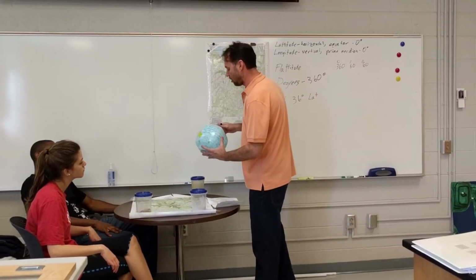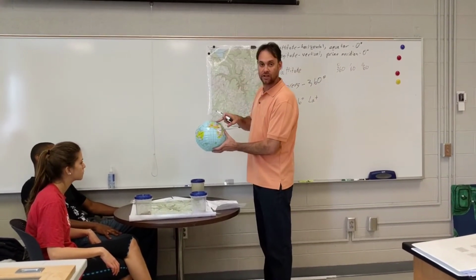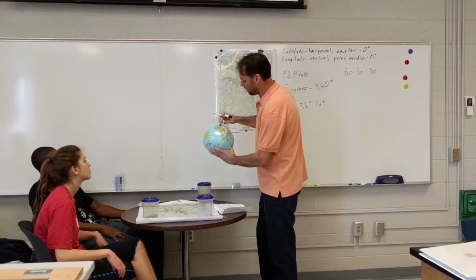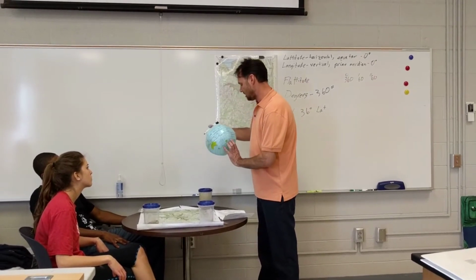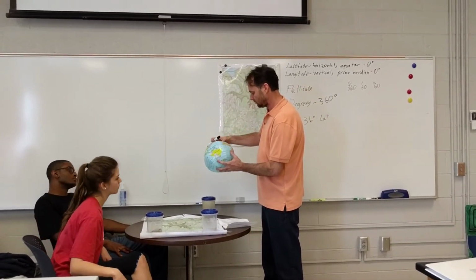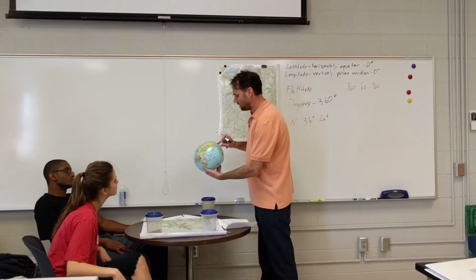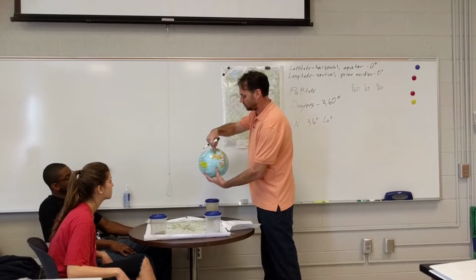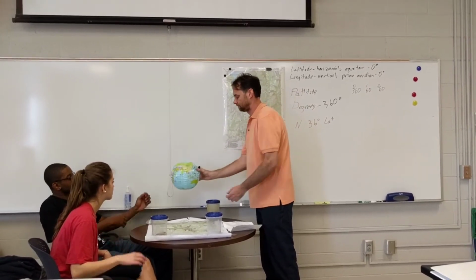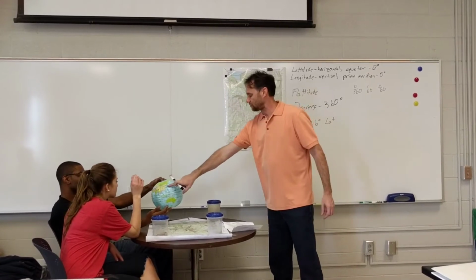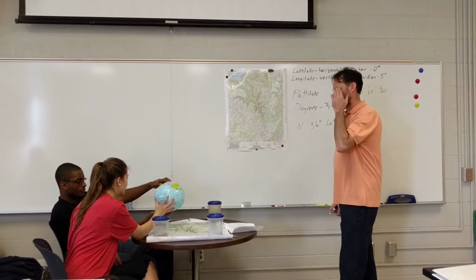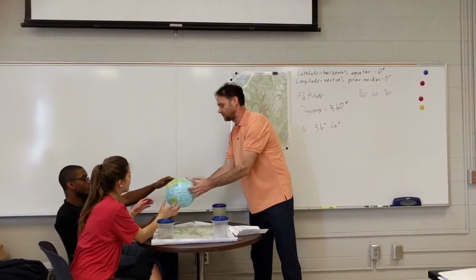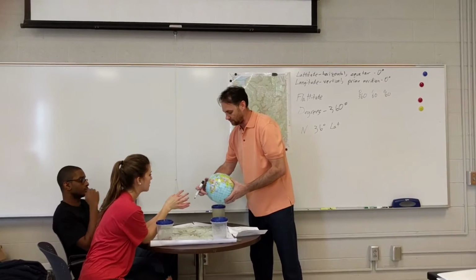Now, we're going to count over from the prime meridian. We're going to make sure we start at the prime meridian and not at the backside of the globe. So starting at the prime meridian, is Tokyo to the west or to the east of the prime meridian? Tokyo is right here. Now make sure you take a look. The prime meridian starts here.